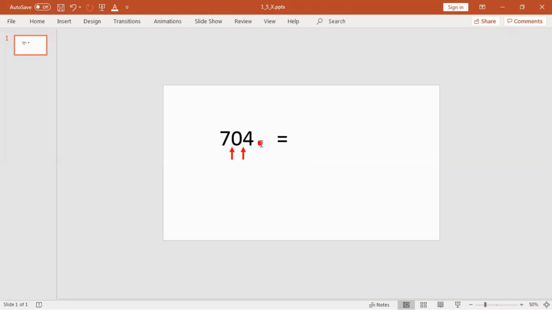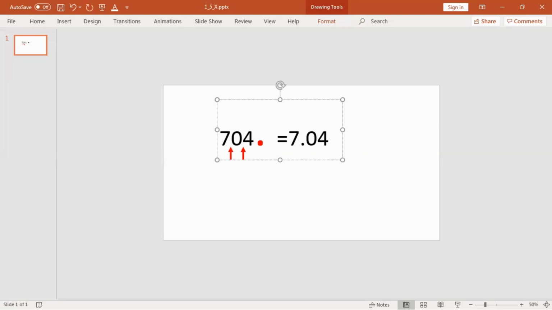So let's count how many places we have to move the decimal point. We go from here, so move it one digit, two digits. The number of digits you move the decimal point across is the power of 10 that we have to use when we use scientific notation.